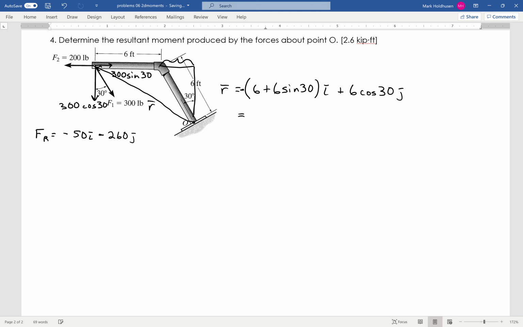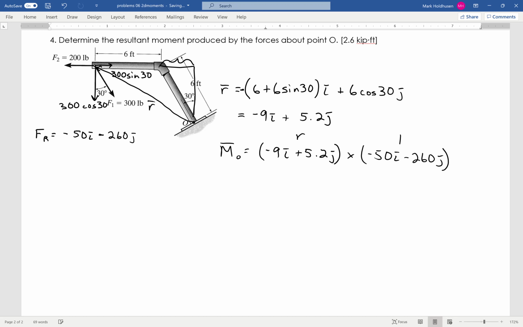Writing that out a little further, 6 plus 6 sine 30, that's going to be negative 9I. And then the 6 cosine 30 is going to be 5.2 in the J. So what I can do to find my moment about point O is take my cross product of negative 9I plus 5.2J, and I can cross that with negative 50I minus 260J. Again, this is R cross F.